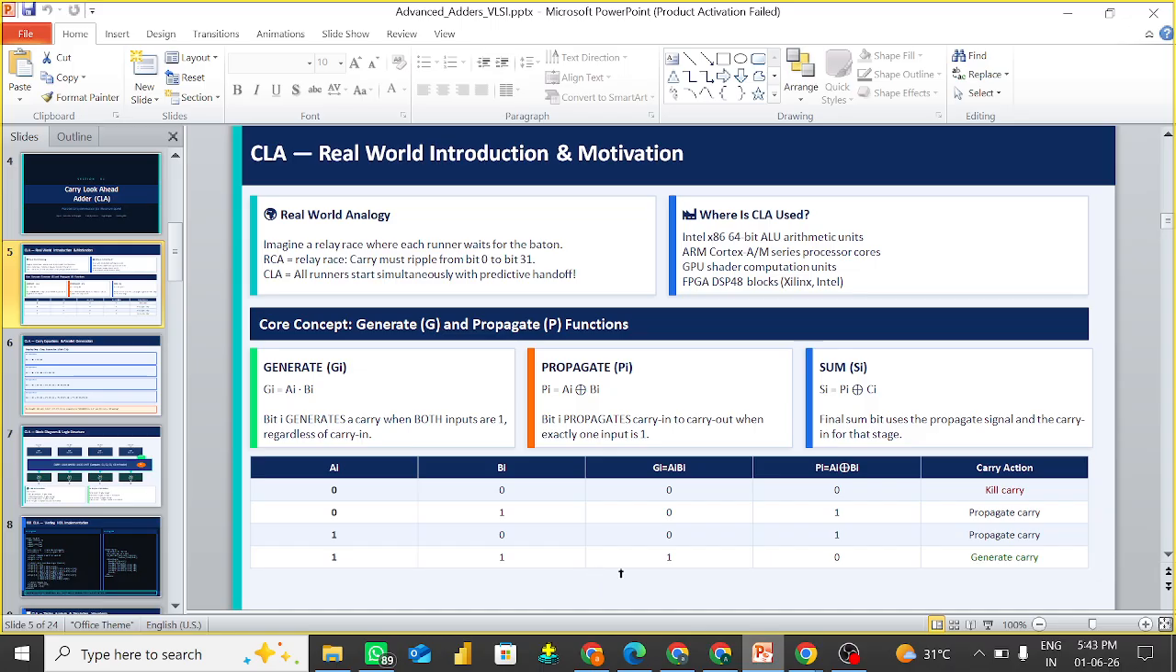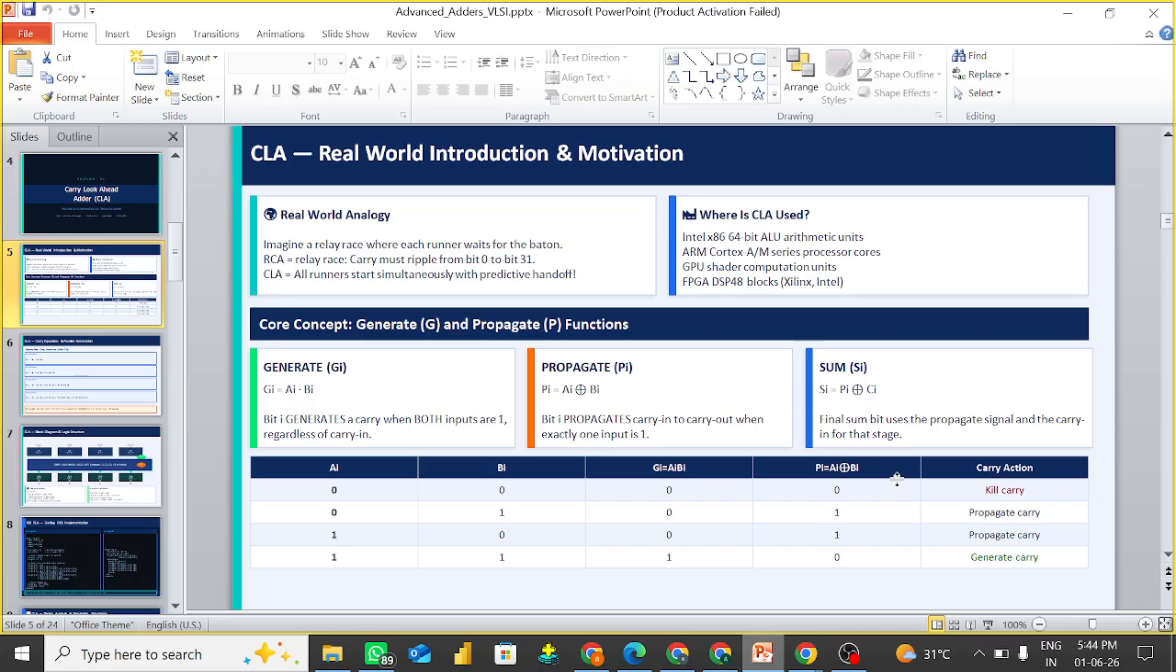Okay, now what is the case in which your generate signal is generating the carry in? Both inputs are one, right? So just remember this point. Generate signal is going to tell at what time you are generating a carry. Other than generate, we have propagate also. So what does the propagate signal say? The propagate signal is going to say when your carry in is propagating.